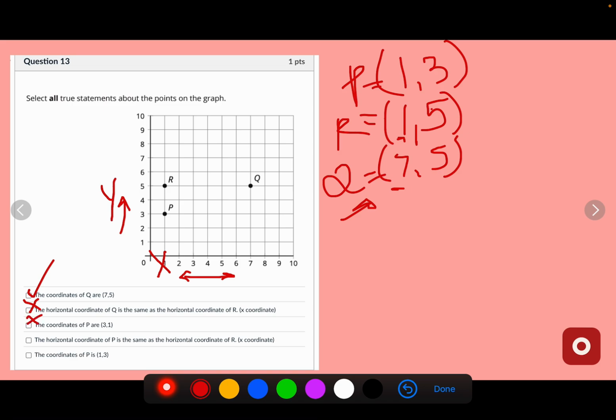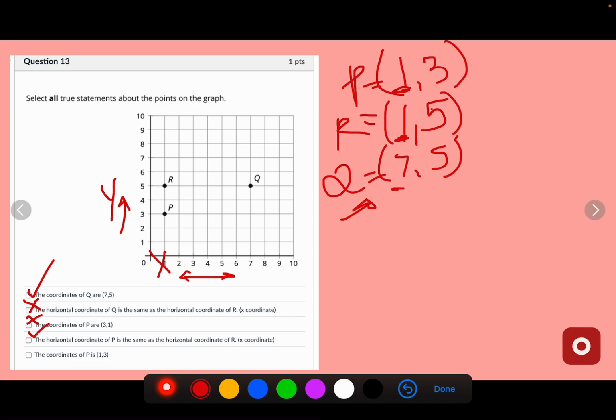The horizontal coordinate of P is the same as the horizontal coordinate of R. When they say horizontal, they're talking about the x-coordinate, the first number. So it says P, theirs is 1, and let's look at ours. There is also 1. So do they have the same horizontal coordinate? They do. They both have the same x. And you can see that on the graph because they're both going over 1. So we can check that one off.